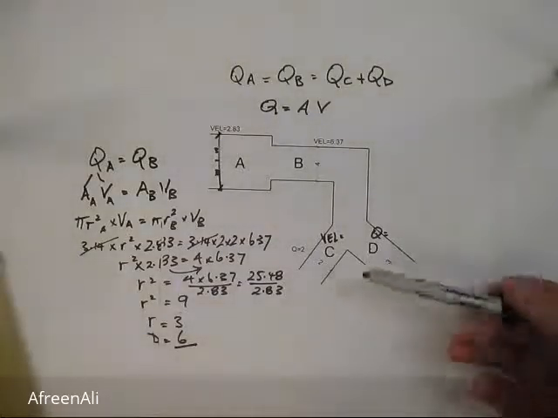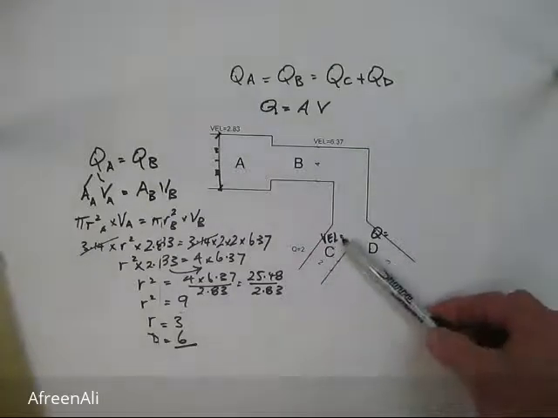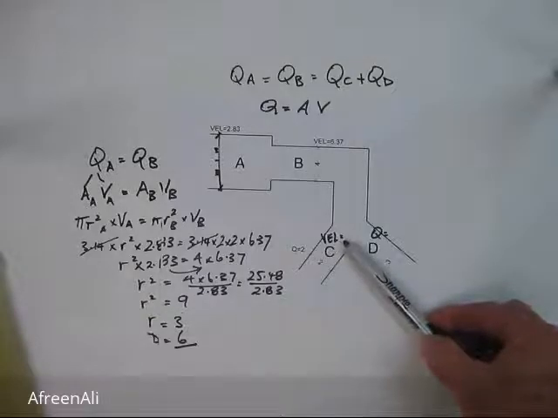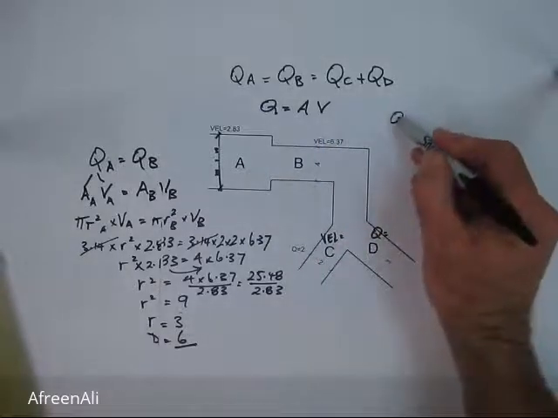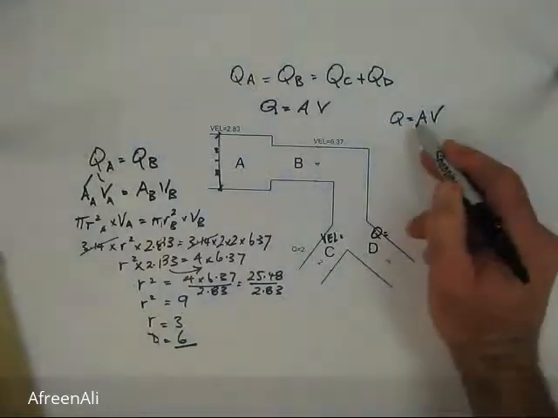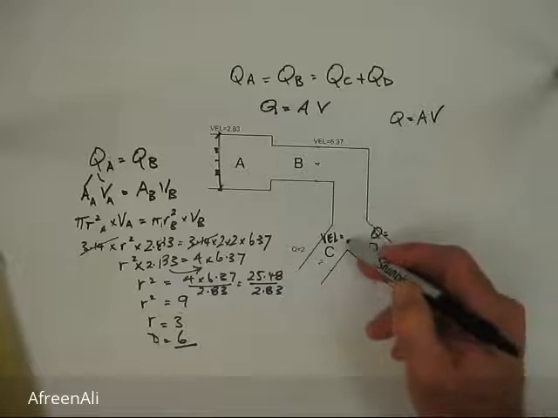The next piece of information I need to find is the velocity of the fluid flowing through the pipe at C. I need to find the velocity at C. So the formula that I'm going to use is Q equals AV. So I'll just write that here again for this problem. Q equals AV, which is flow rate equals area of pipe times the velocity. Velocity is what we're trying to find.